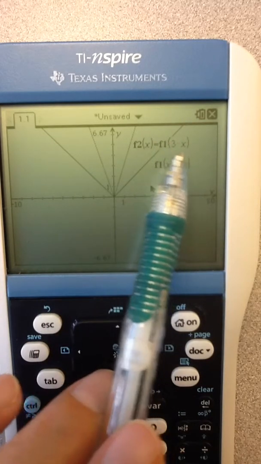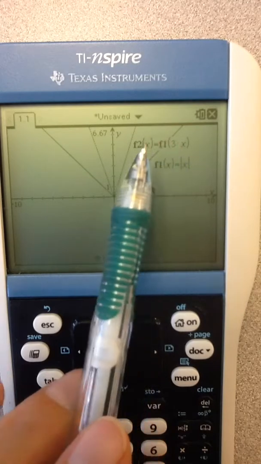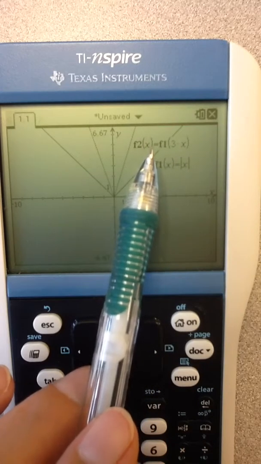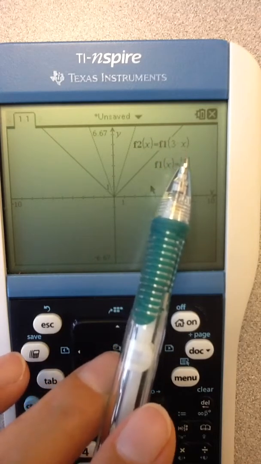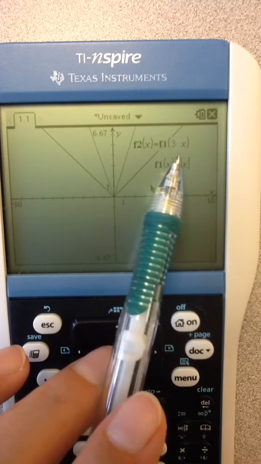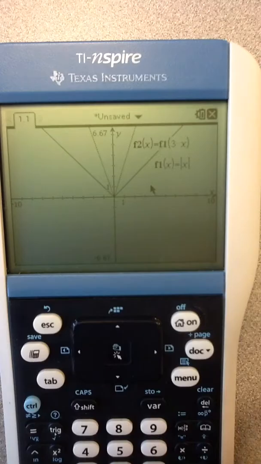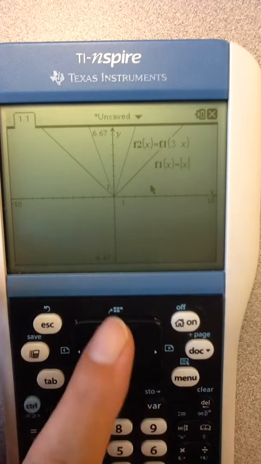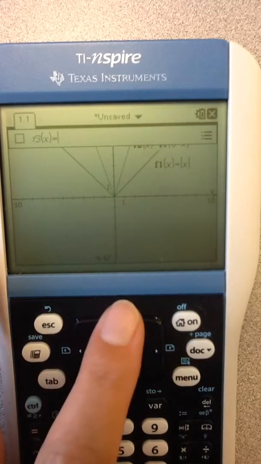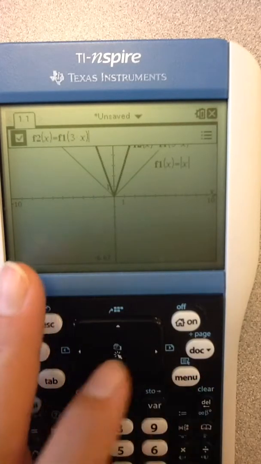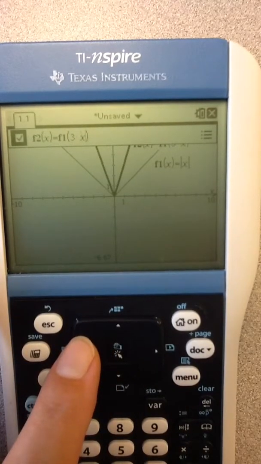So a 3 inside the parentheses does the same thing as a 3 outside, because what's going on the inside is a reciprocal multiplication factor. So it's a little bit odd. Let's go back to the original and change that times 3. We'll just take it back out.